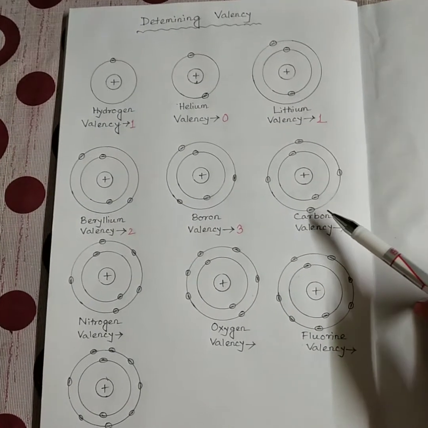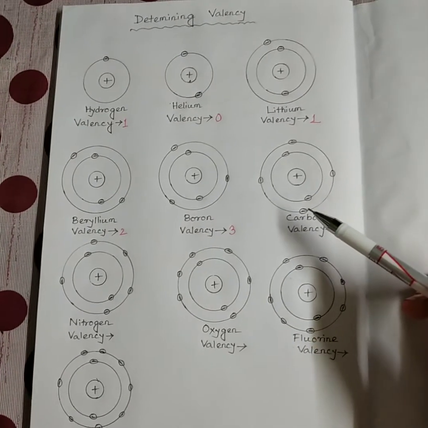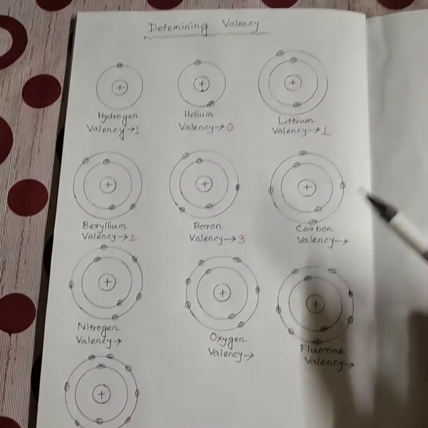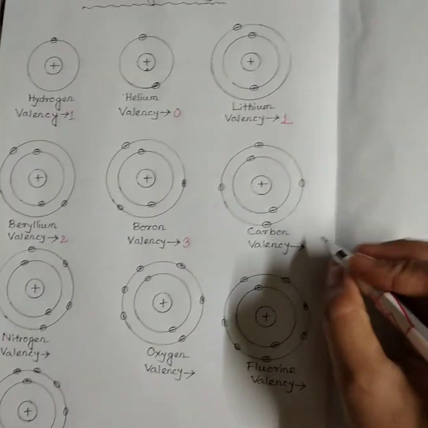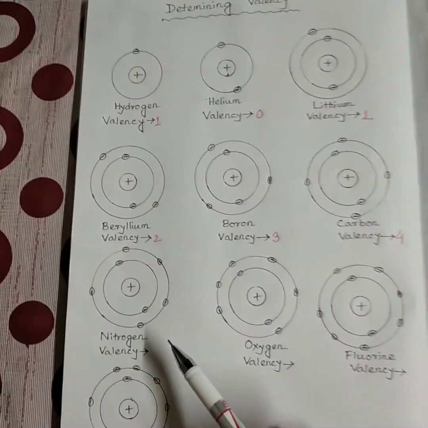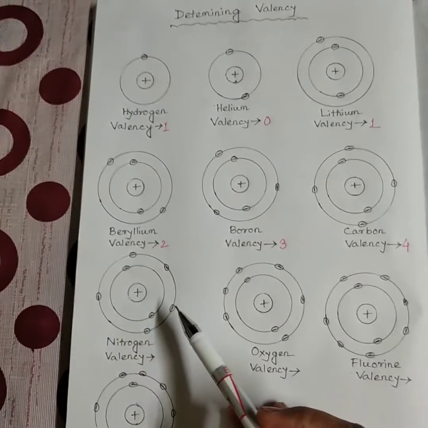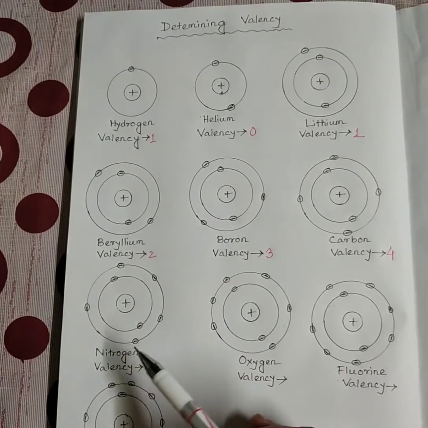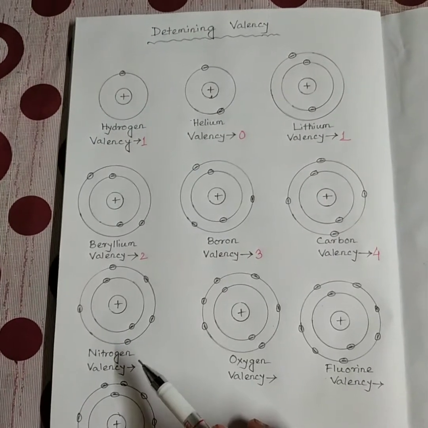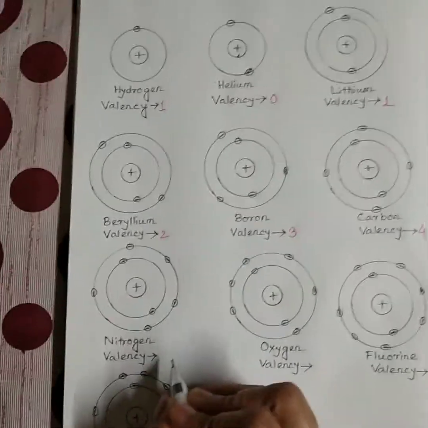For the carbon atom, the number of electrons in the outermost shell is 4. So it has to lose these 4 electrons to get the configuration of the helium atom. So the valency must be 4. For the nitrogen atom, the number of electrons in the outermost shell is 1, 2, 3, 4 and 5. So if it loses these 5 electrons, then it can get the nearest inert gas configuration. So the valency must be 5.